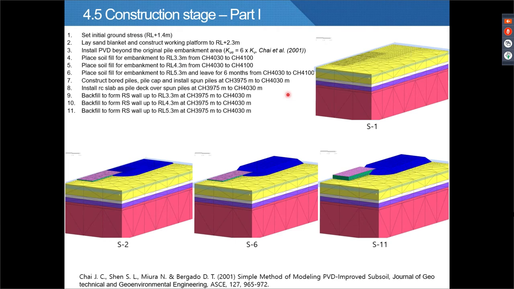Now I'll explain the construction stages. The first step is to generate the ground stress. The ground level is RL 1.4 initially, then put a minimum fill for a working platform, then install PVD and lay geotextile below the embankment, then increase the height of the embankment gradually to RL 5.3 and consolidate the ground over a 6 month period. Then construct the bored piles, pile cap, and the spun piles below the reinforced soil wall, and construct gradually the reinforced soil wall to RL 5.3.